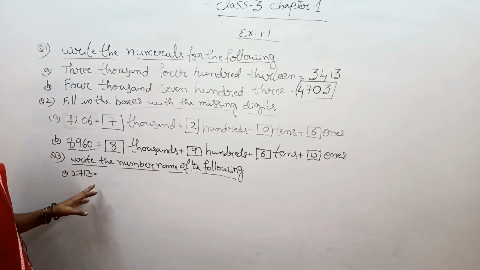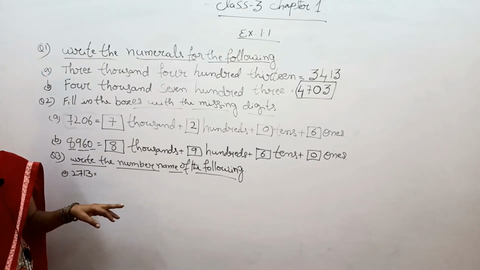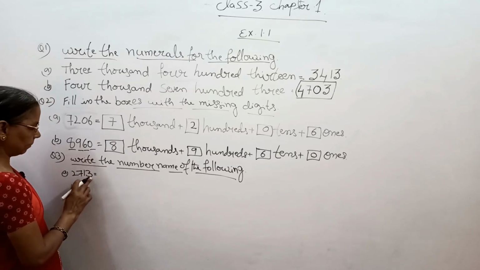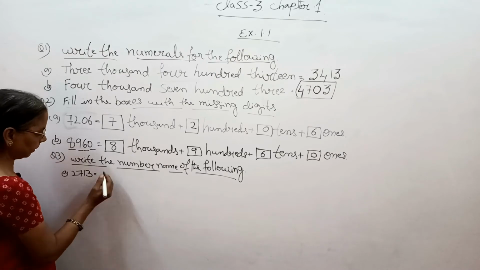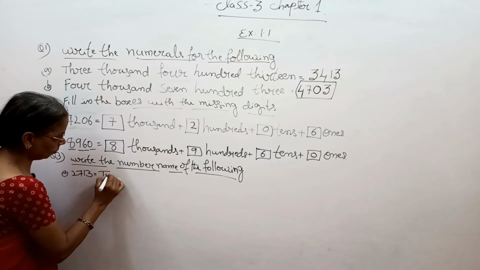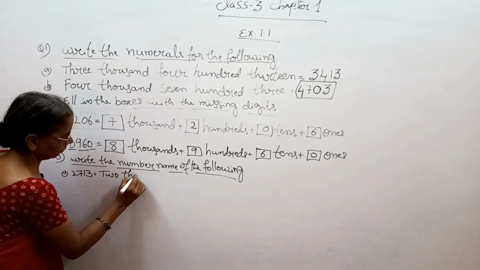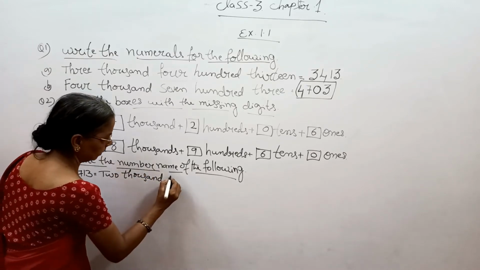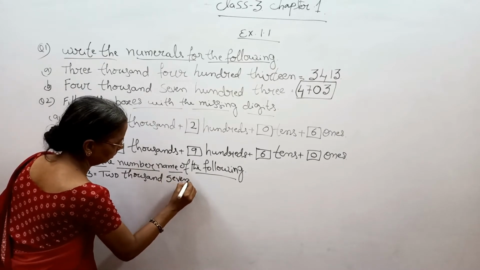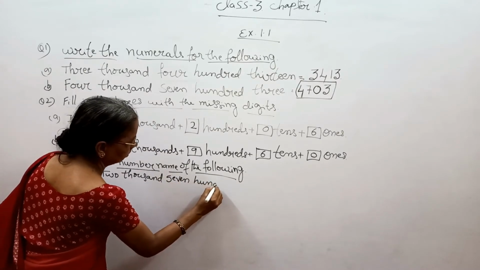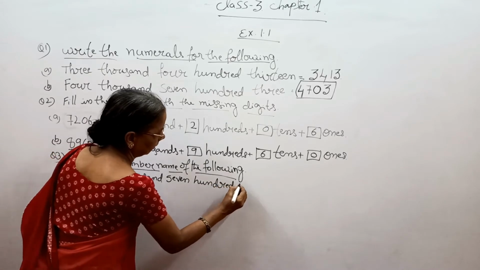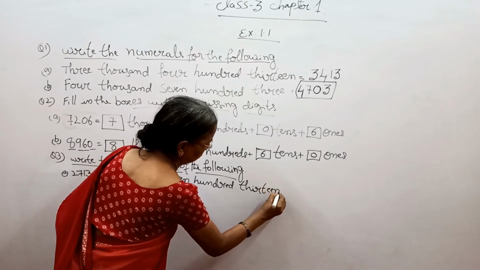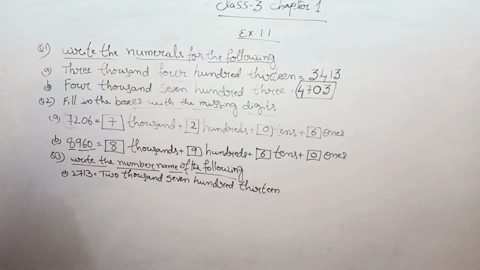हमें इस नंबर को words में लिखना है. Like 2,713, ones, tens, hundreds, thousand. Then automatically we have to say that 2,713. Now, next.